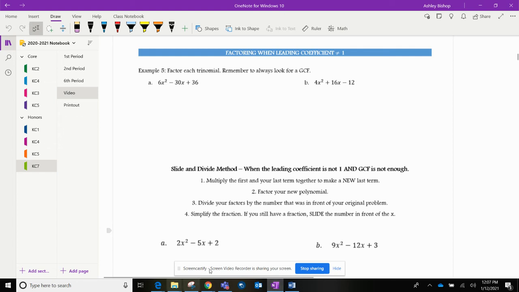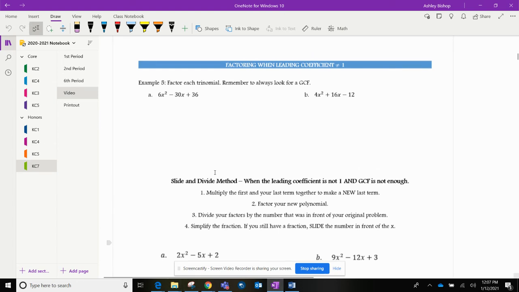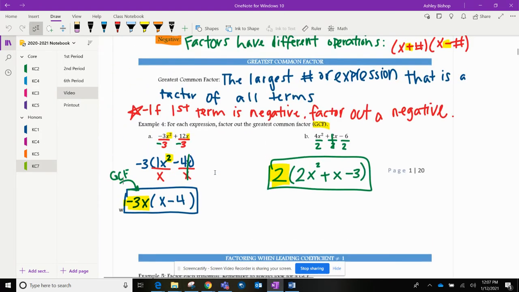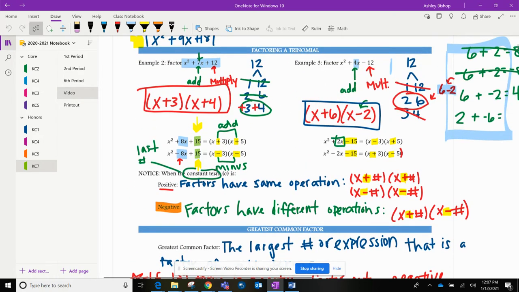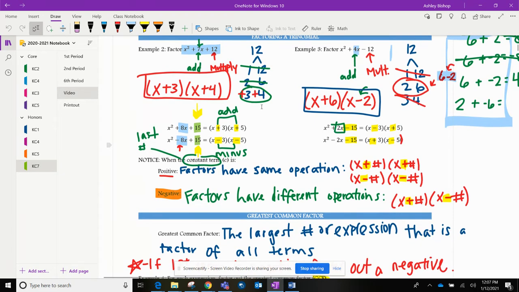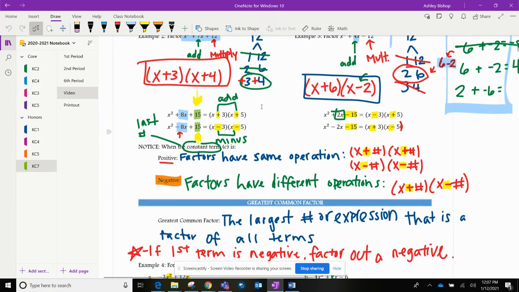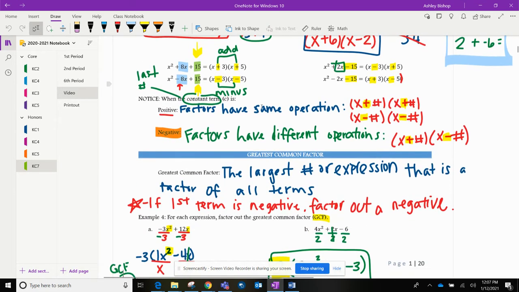Hey guys, we're going to start with our notes today on page 2. Going back to what we learned on Friday, we talked about regular, basic factoring. You want to find the numbers that multiply to your last term but add to your middle term. We spent some time doing that, and if you don't know what I'm talking about, please stop this video and go watch the previous videos.